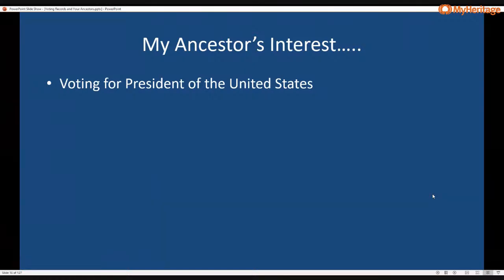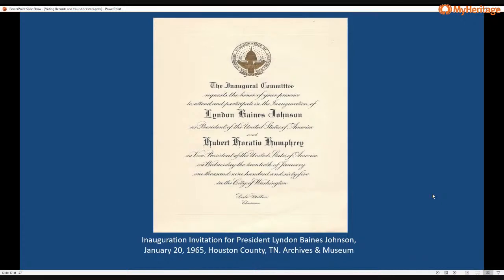So maybe my ancestor's interest was voting for the President of the United States. I'm going to show a lot of records in my presentation today. And here is an original inauguration invitation for President Lyndon Baines Johnson's inauguration in 1965. This was actually sent to someone here in Houston County, Tennessee, and we have it in our archives.